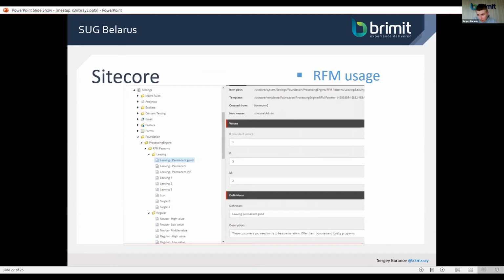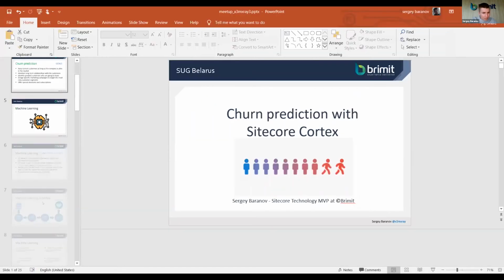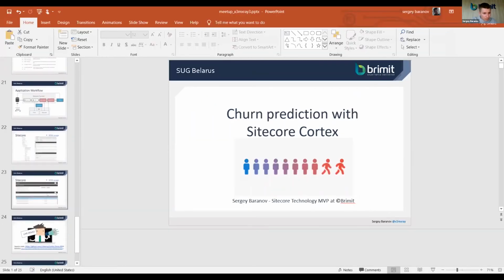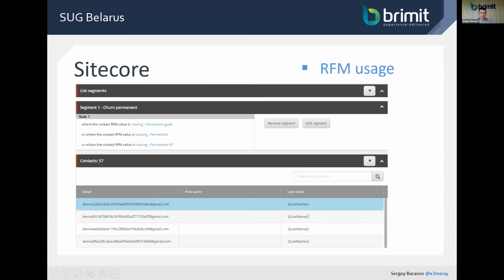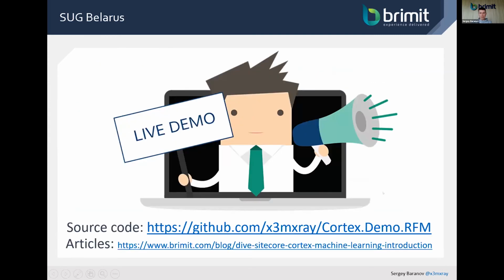How can it be used in Sitecore? We can create just simple templates like RFM patterns, assign the corresponding values from the recommended table of marketing, and in the future, we can use these patterns, for example, for segmentation of our contacts or for personalization. And I will show you in my demo.